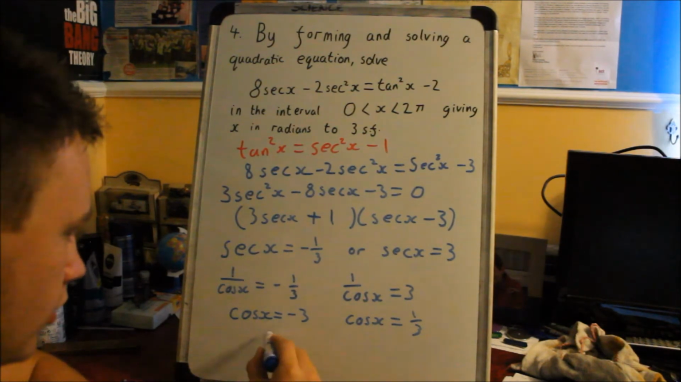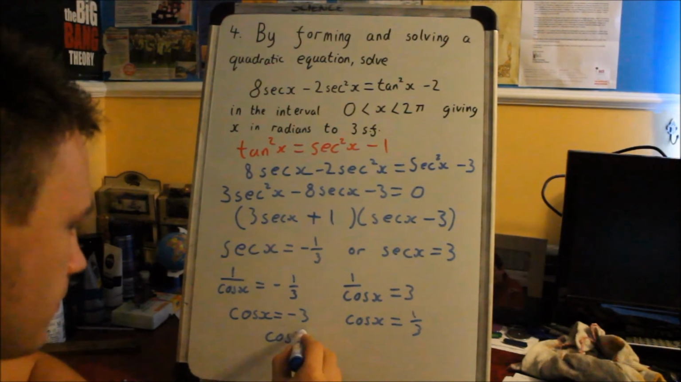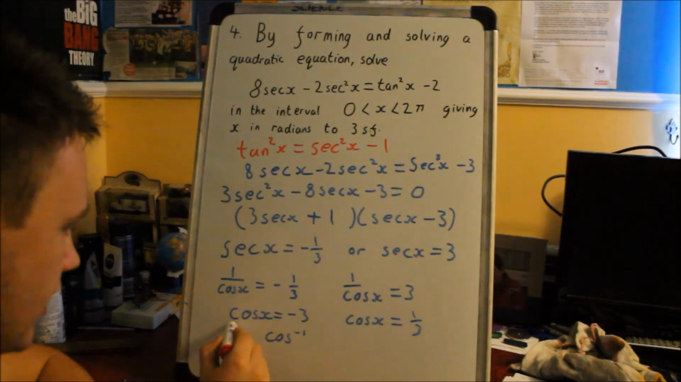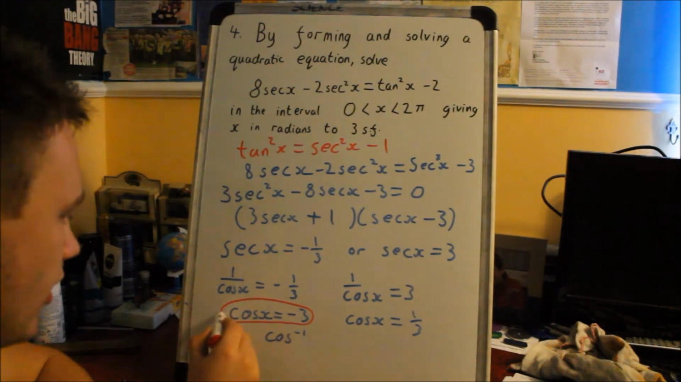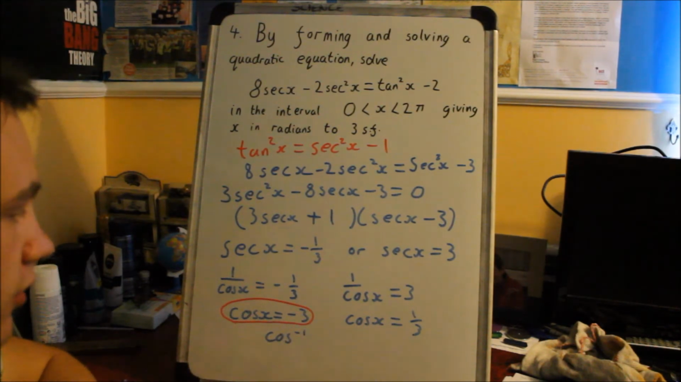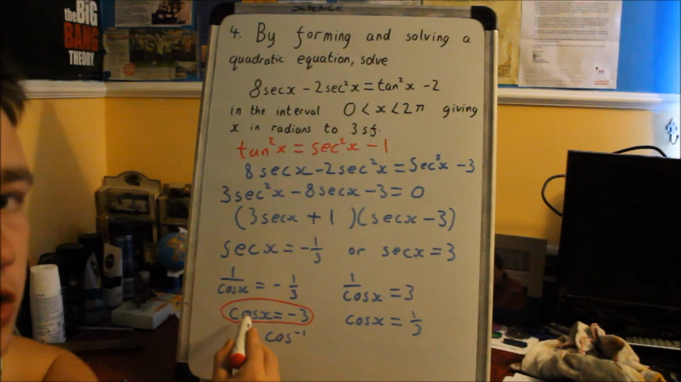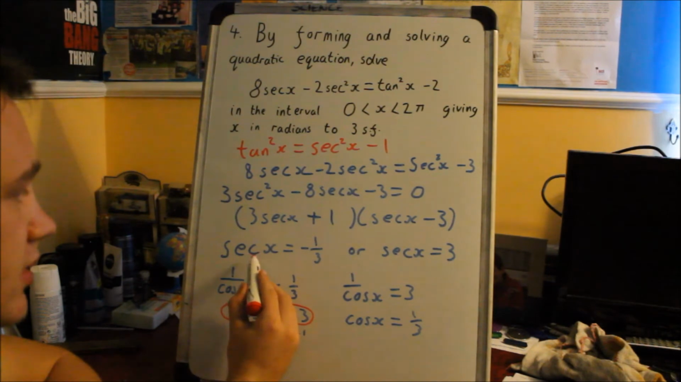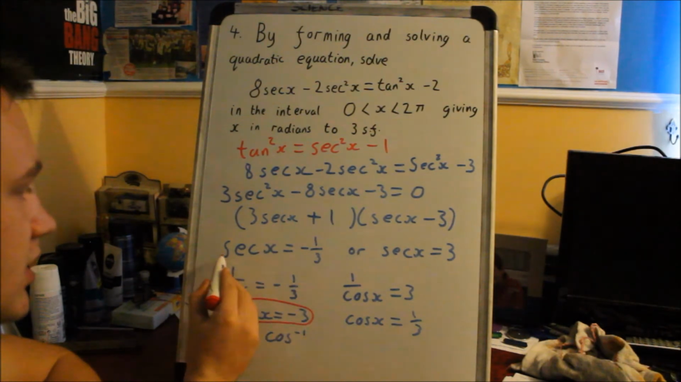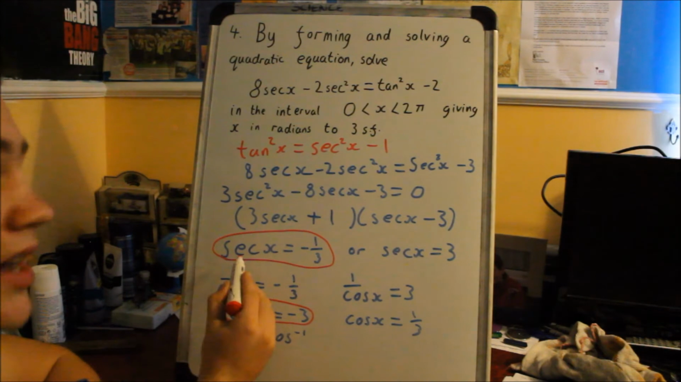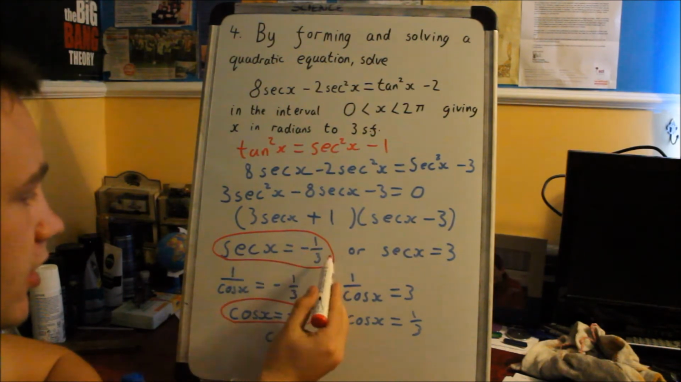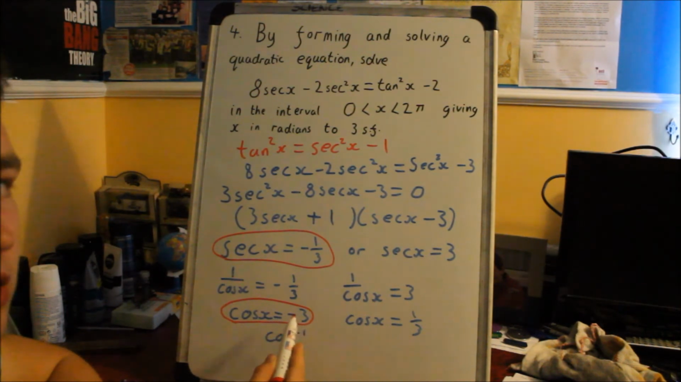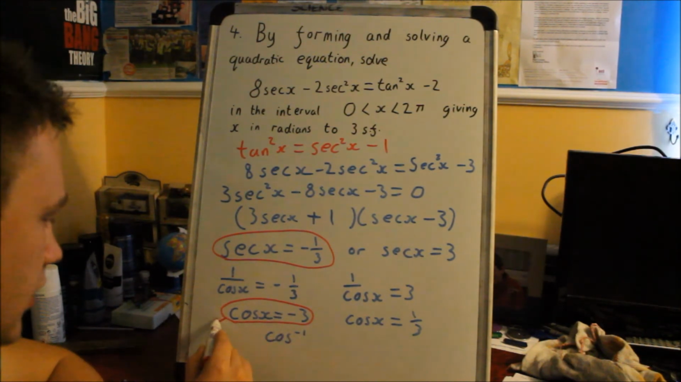Now we can do cos to the minus 1, but you hopefully have noticed, if not I'm going to point it out, this cos x = minus 3. You can't have cos to the minus 1 of minus 3, that wouldn't exist. And I would mention that in your exam, you say that can't happen. Alternatively, you could have gone up here and said sec x = minus 1/3 doesn't exist, if you know what the sec x graph looks like. But I think it's easy to spot down here. If you do cos to the minus 1 of minus 3, you'll get a math error. So that's a no-no, big cross.